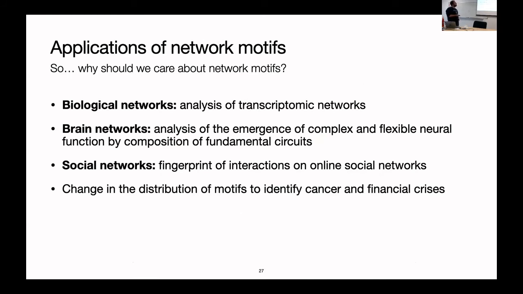So why should we care about network motifs? We apply network motifs in biological networks, for example for the analysis of transcriptomic networks, in brain networks, and in social networks, for example to extract the fingerprints of interaction. An application I really like is to study the distribution of motifs in time, to study how it changes. This turned out to be useful, for example, to identify cancer or financial crises.